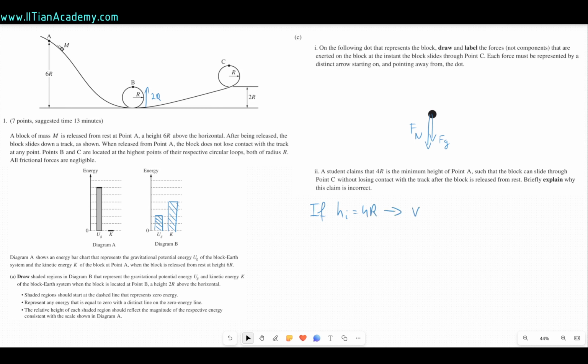that would mean that the speed at C would be equal to 0, because according to energy conservation, the energy has to be conserved. Therefore, at point A and point C, it would have the same potential energy. And at point A, it has 0 kinetic energy. Therefore, at point C, it will also have to have 0 kinetic energy. And if the speed at C is 0, then it loses contact. And therefore, it is incorrect.